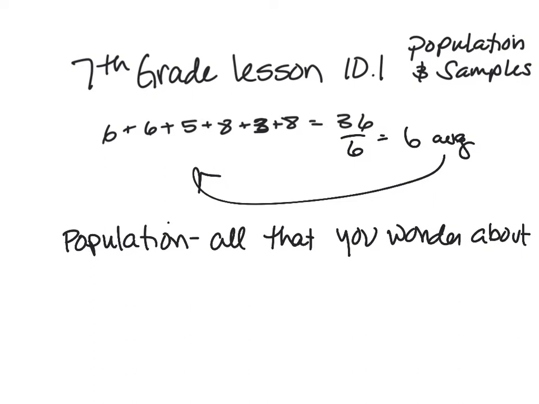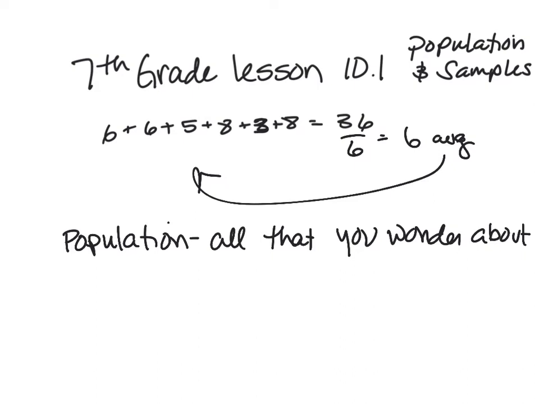It's just that sometimes that's a giant number. If you wanted to find out of 200 people how many liked dogs, you would rather not go ask all 200 people. You'd be at it forever. So the population of what you're wondering about is 200, but you don't want to survey all of them.